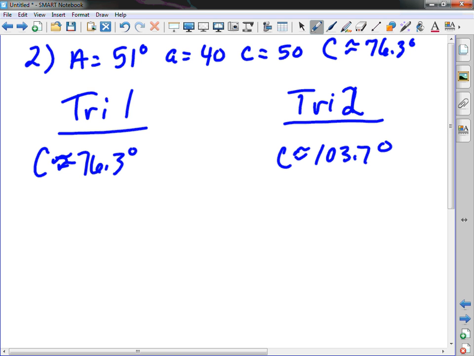So we're going to use the same build-up as we did before. We're going to find the missing pieces, B, given the information that we know. So for each case, in triangle number 1, we can calculate approximately what B is, because we can take 180 and subtract 76.3 plus 51. So when we do that, B is 52.7. And now, since we know angle B, we can find the side B using law of sines.